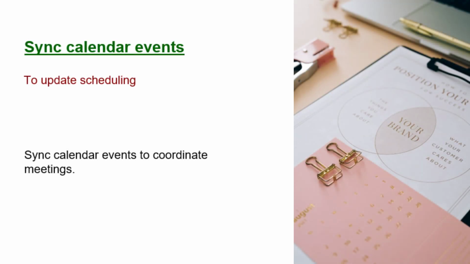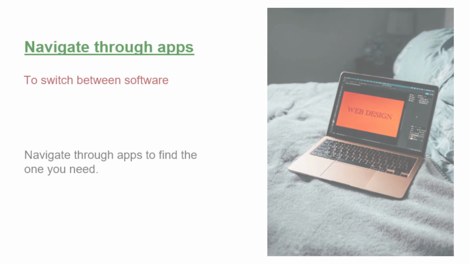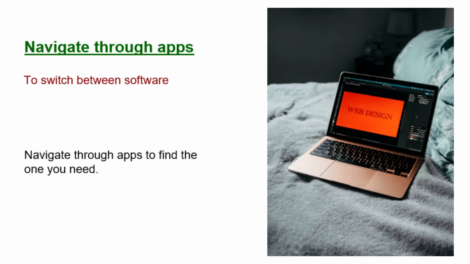Sync calendar events. To update scheduling. Sync calendar events to coordinate meetings. Navigate through apps. To switch between software. Navigate through apps to find the one you need.